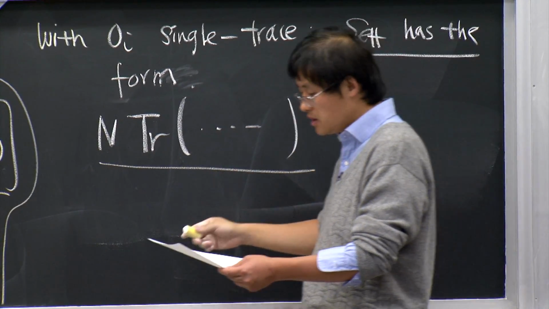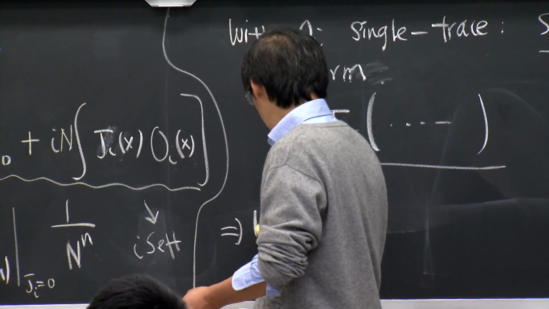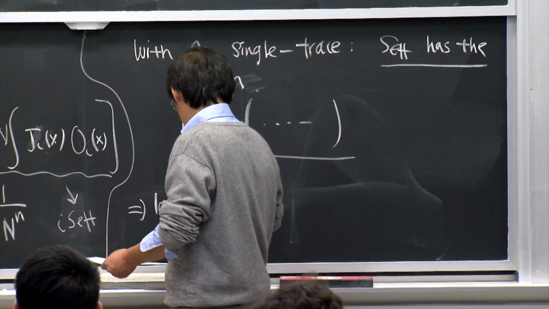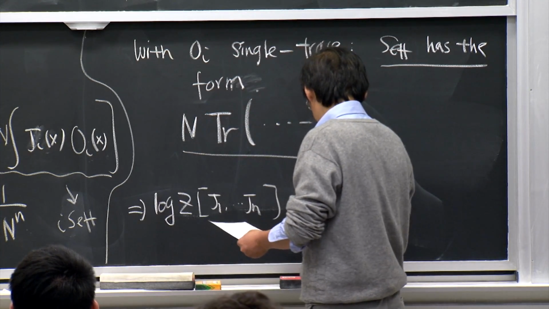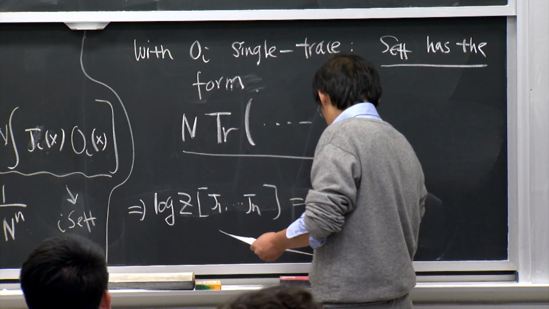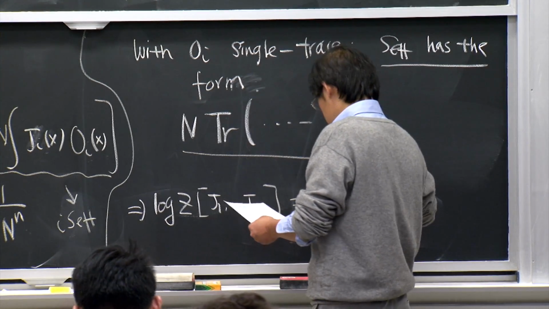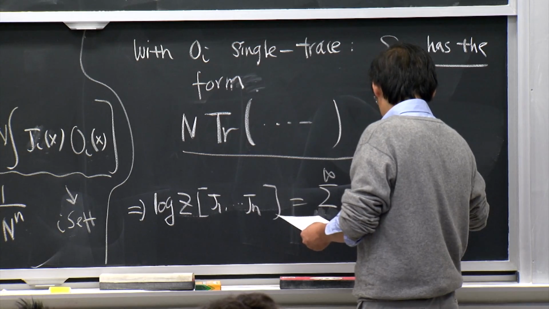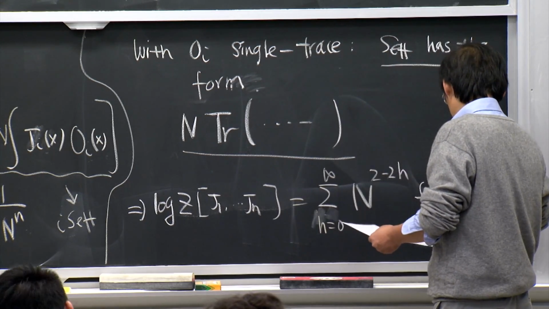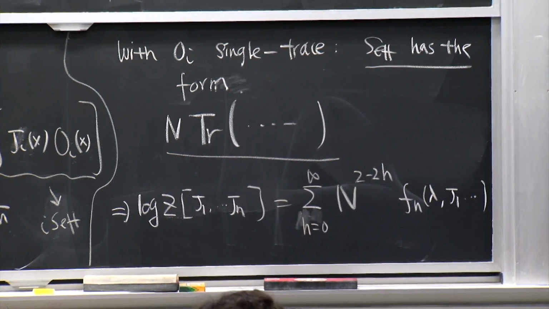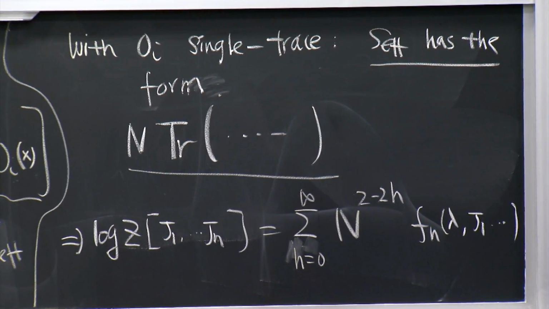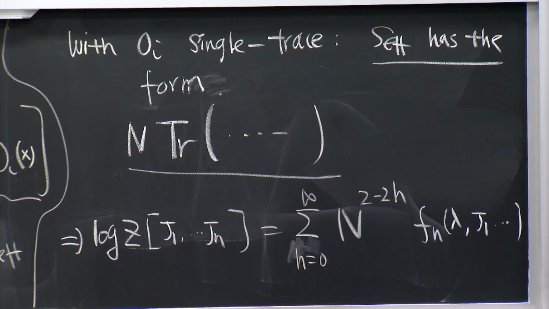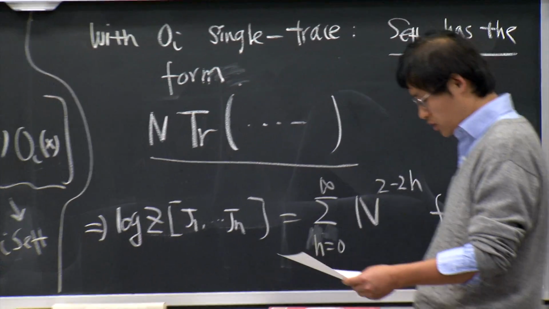Then we can immediately conclude that log Z, as a function of the sources J1, ..., Jn, must have this expansion: a sum over h from 0 to infinity of n to the 2 minus 2h times f_h of lambda and the J's. So adding that n is a powerful trick.